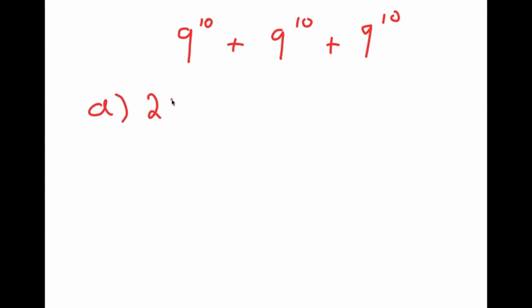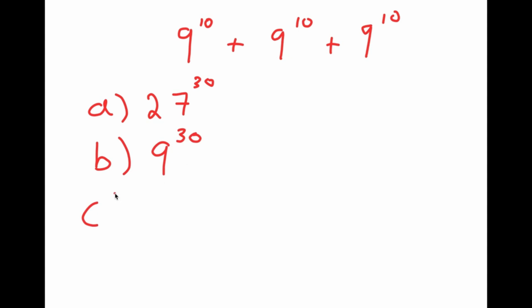Alright, so in this video, I'm going to be solving the problem 9 to the power of 10 plus 9 to the power of 10 plus 9 to the power of 10. And for this problem, I actually have 4 option choices. So for A, I have 27 to the power of 30. For B, I have 9 to the power of 30.